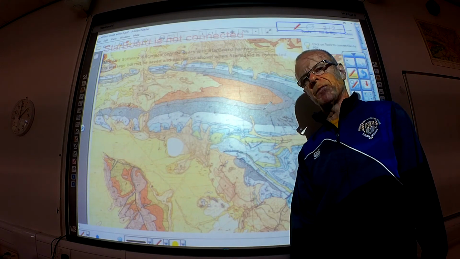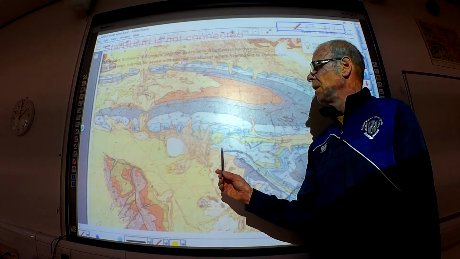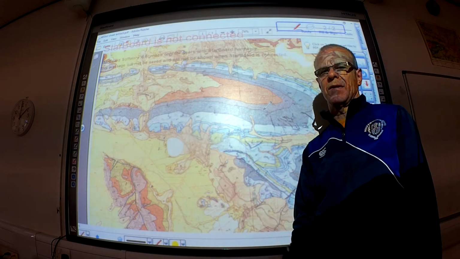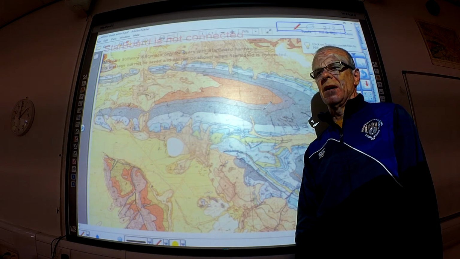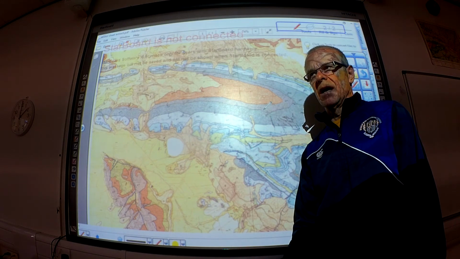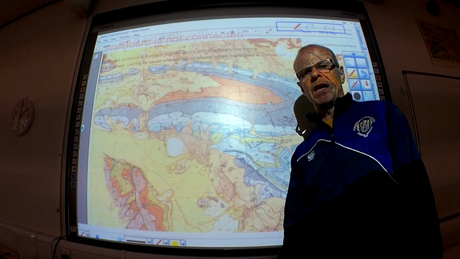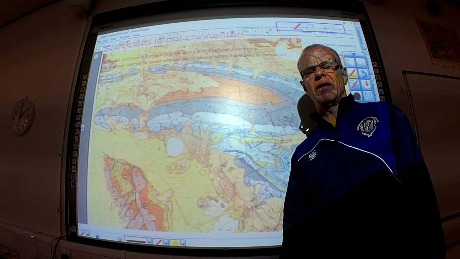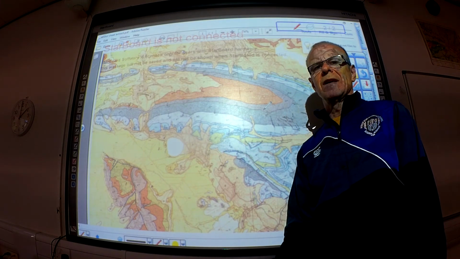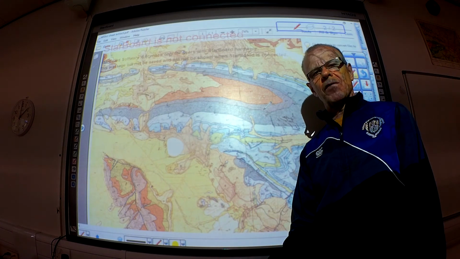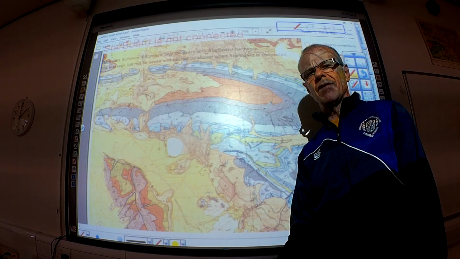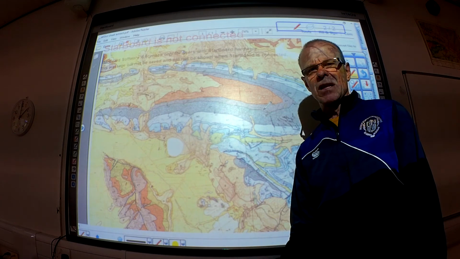So if you get a chance, pick up a copy of this Bristol special sheet. There's lots of other interesting geology on there, including an unconformity at the base of the Devonian as well, when there's a major mountain building event, the Caledonian mountain building event. So your sub-Triassic unconformity, sub-Mesozoic unconformity, isn't the only major one here.